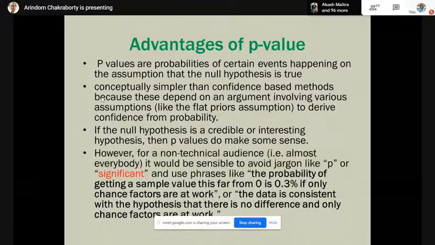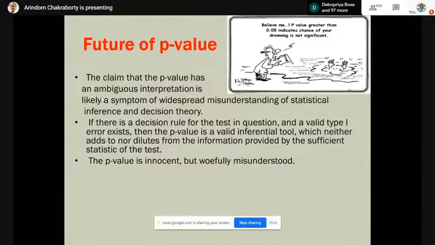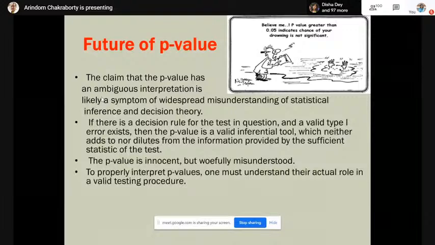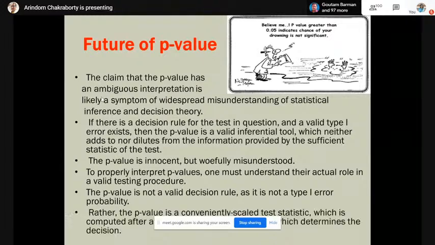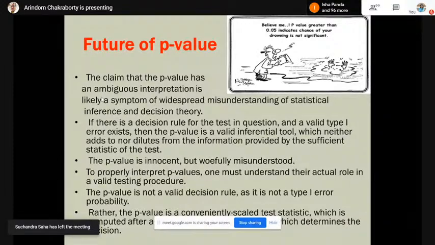However, p-values are woefully misunderstood. To properly interpret p-values, one must understand their actual role in a valid testing procedure. The p-value is not a valid decision rule, as it is not a type 1 error. So whenever we are using a p-value, we must be a bit careful. A p-value is a conveniently scaled test statistic. So that is very important. It is a conveniently scaled test statistic.